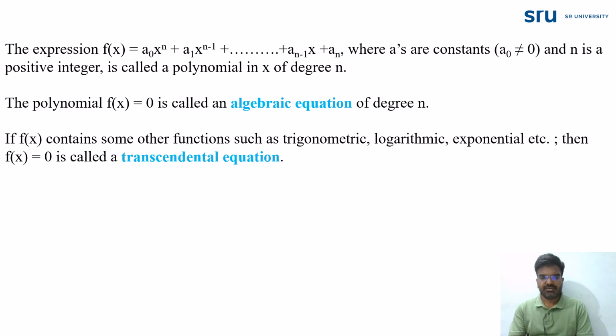Generally, we can see two types of equations. One is the algebraic equation and the second one is the transcendental equation. An algebraic equation means it is a normal polynomial. Suppose you can see here x cube minus 3x square plus 4 equal to 0. It is an algebraic equation, which means we are writing a simple polynomial in x.